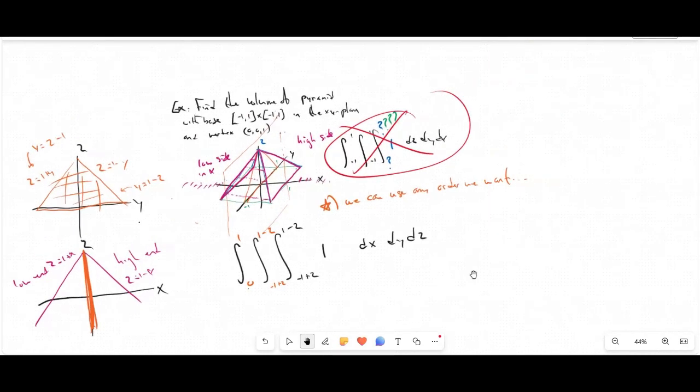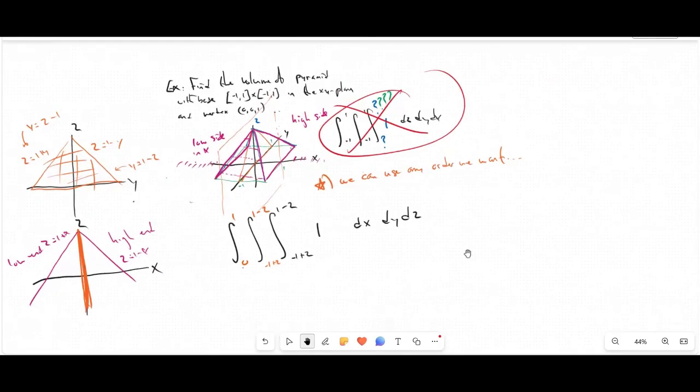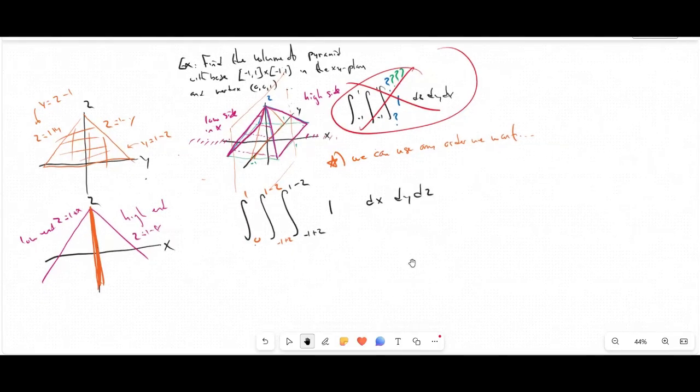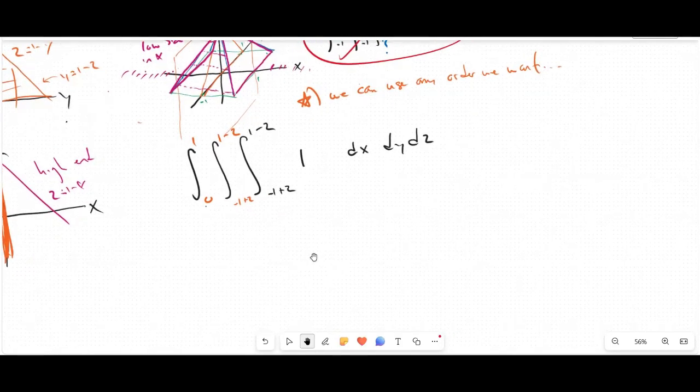Okay, that's a lot of work, right? If you think about how much reasoning, how much thinking just went into setting up the bounds. We haven't done any calculus yet. We just set up the bounds. It's a lot of mental effort. Luckily, once you've done that, the problem is reduced to something that you already know how to do. Let's just do it real quick.